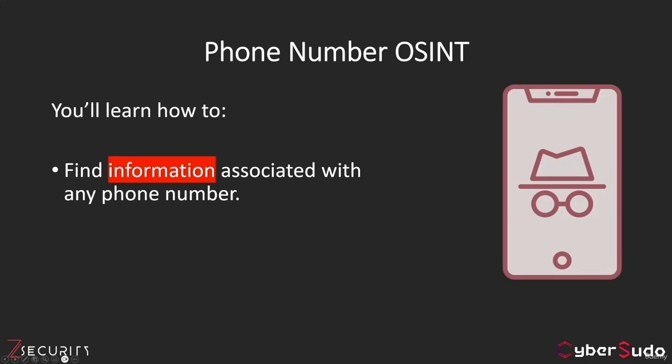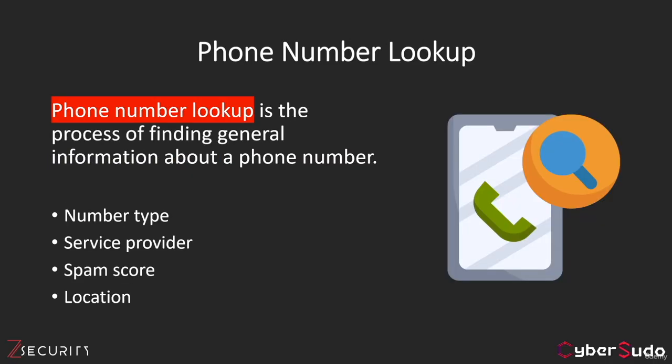In the previous section, we have learned multiple methods to find someone's phone number. And in this section, I would like to focus on how we can find information that is associated with any phone number. So the first thing that I would like to cover is how you can find initial or general information about any phone number.